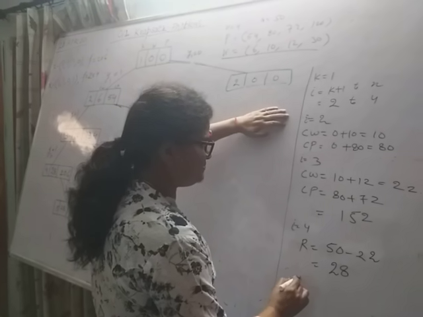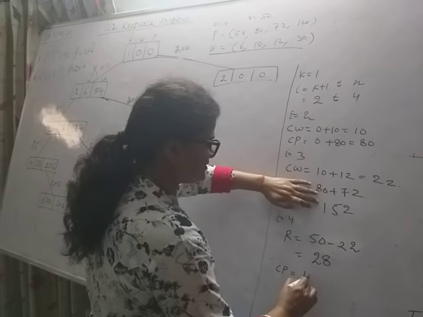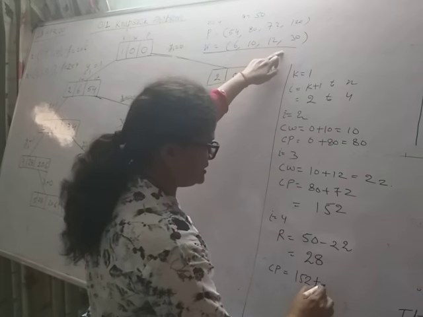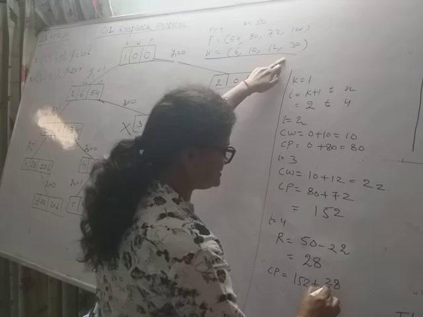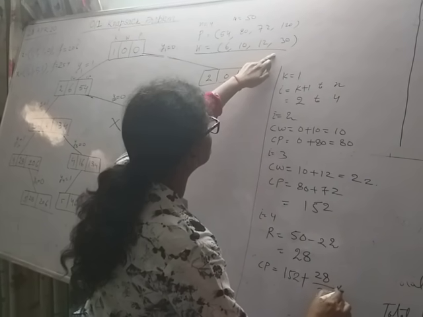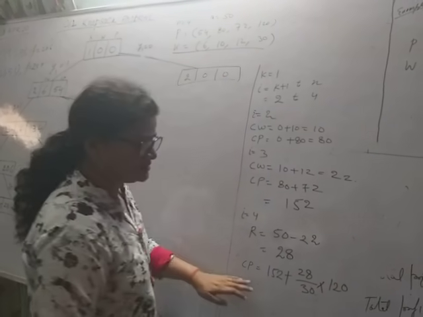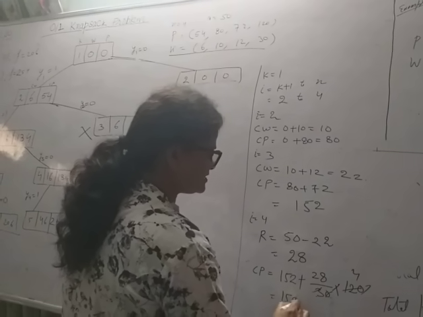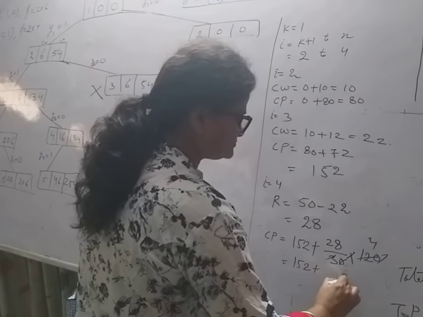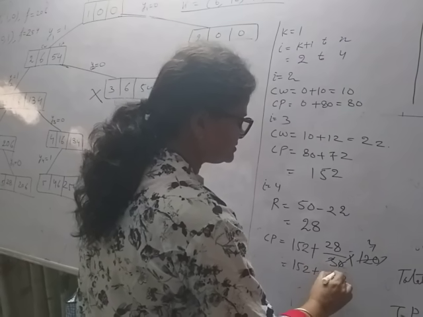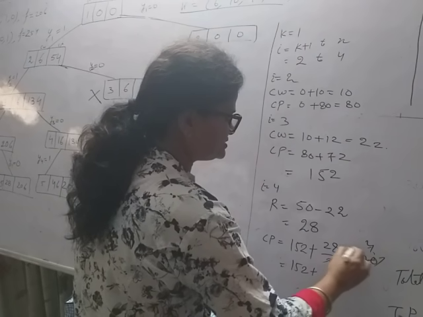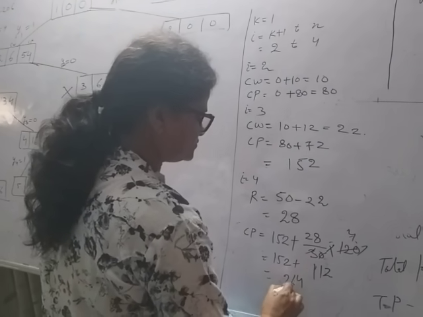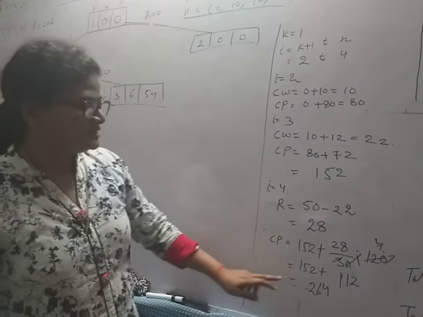Simply, CP is equal to 152 plus 28 upon 30 into 120. Okay, so the zeros cancel and four. This is 152 plus 112.